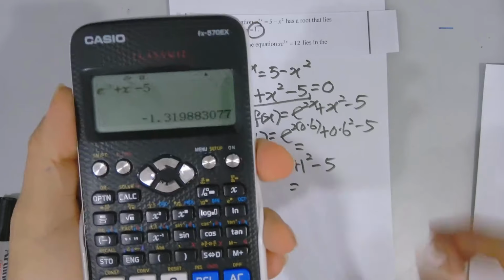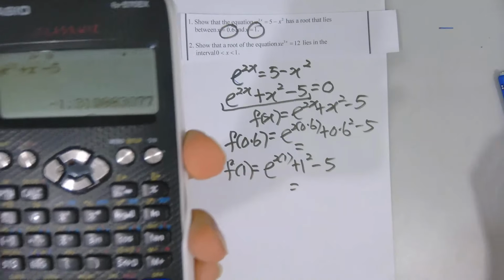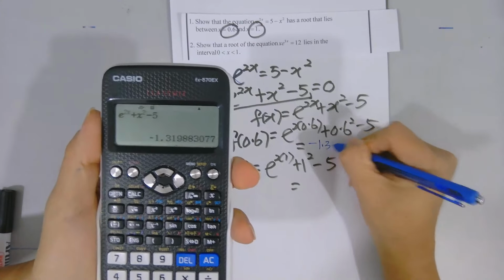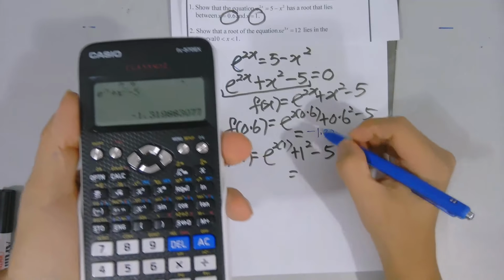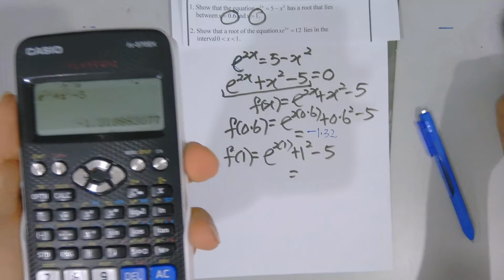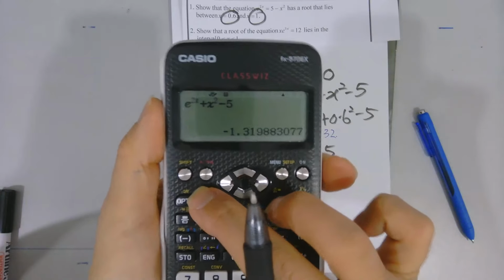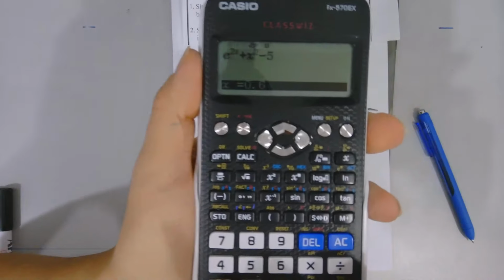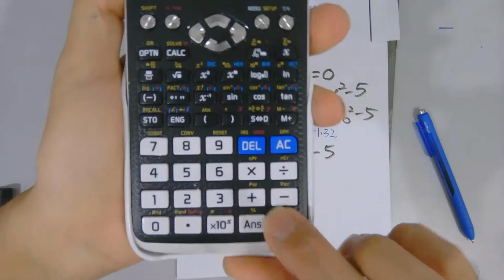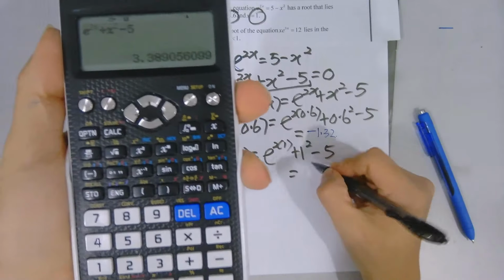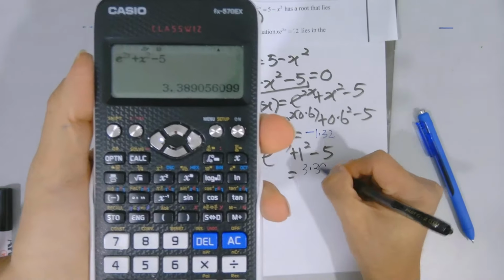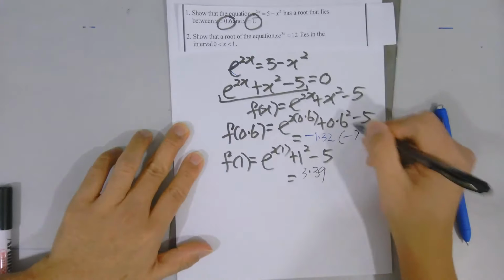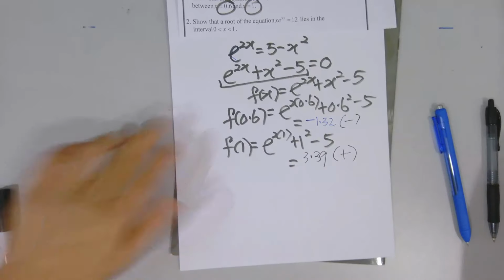Negative value. Okay, so I know this is a negative value, negative 1.32. Any value, I don't care. I just want to know there's a negative value here. So for another one, I press calculate again, and another one is 1. So I just key in 1, and press double equal. I'm getting a positive value, 3.39, right? So one negative, one positive.